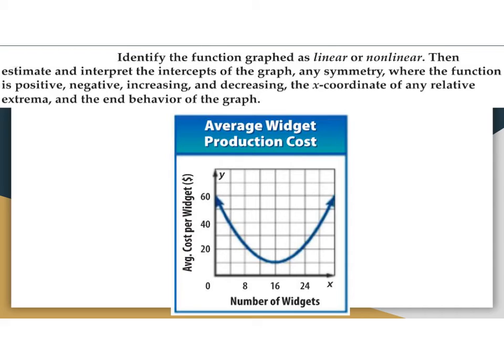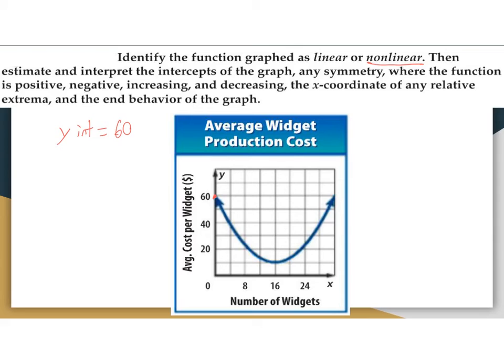Now here's another example. Go ahead and try this first on your own. So let's identify it as linear or nonlinear. We can see here that it is nonlinear because it is not a straight line. Then we can estimate and interpret the intercepts of this graph. This graph does not have any x-intercepts. The y-intercept is equal to 60.